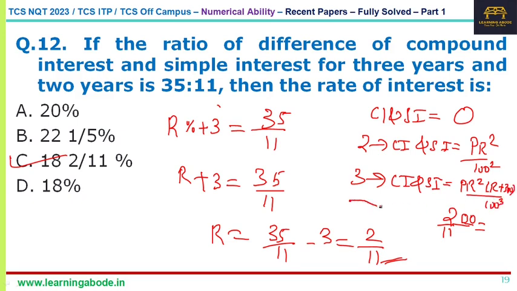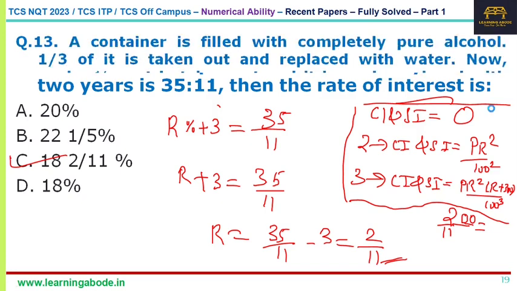If you're preparing for the exams continuously, you might know this, but you don't have to actually mug these up. If you want, you can even calculate this on the spot as well. But for this particular question, I thought this R plus 3 is useful. So the answer for the 12th question is 18 2/11 percent.